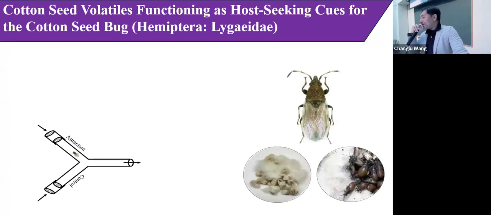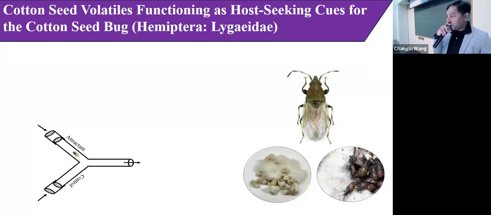The thing is that I'm very sorry. I didn't get approval from my institution to present all my data. Currently, I'm working on cotton seed volatiles functioning as host-seeking cues for the cotton seed bug, and you can see that it is currently becoming a major pest of cotton.